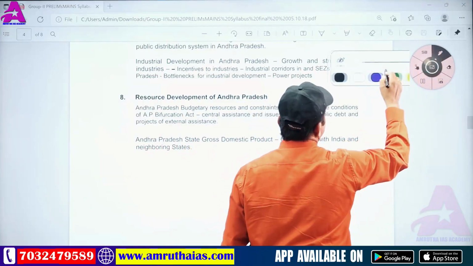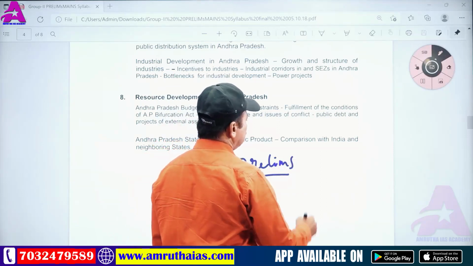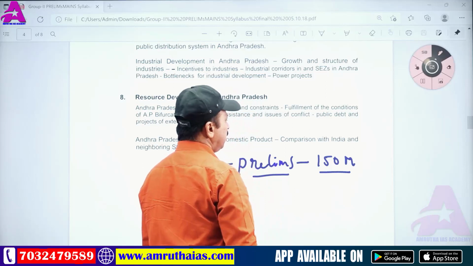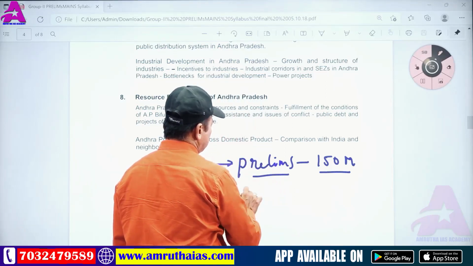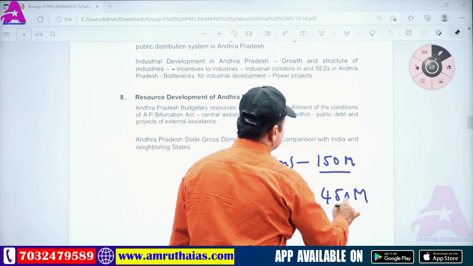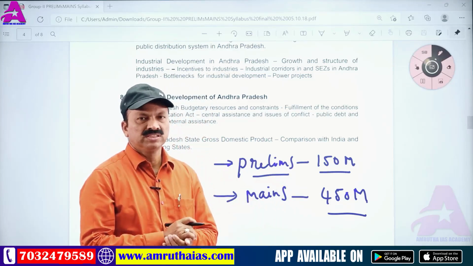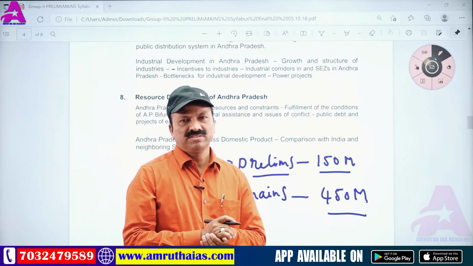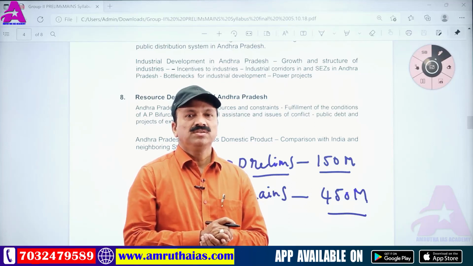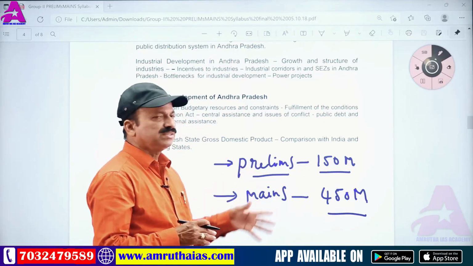From the prelims point of view, it is for 150 marks, and from the mains point of view, it is for 450 marks. Basically, you have to qualify prelims. Then only is it possible to appear for mains. Otherwise, it is not possible. First of all, you have to qualify prelims, then definitely you can appear for the mains examination. So that is very, very important. You have to remember, right?